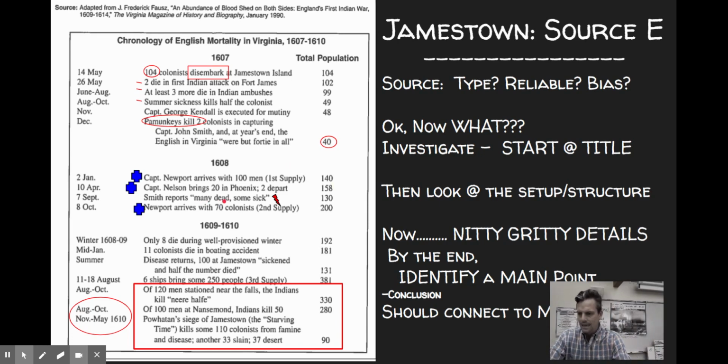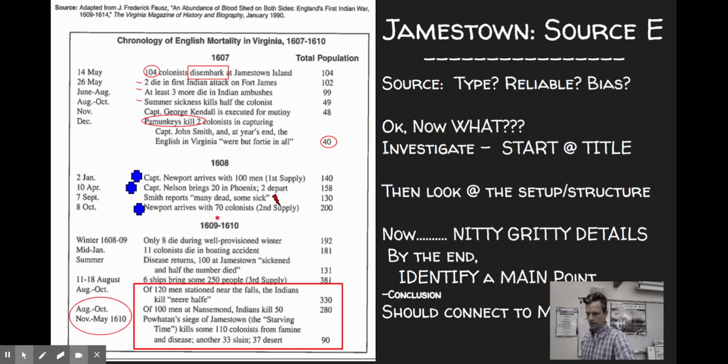Smith reports many dead, some sick. Does it say the cause of death? Does it say anything? It doesn't, huh? Should we just assume that it's a Native American attack? No, because look, it says many dead, some sick. It's obviously related. So once again, there's a sickness. We lose almost 30 people who die from sickness. But don't worry, we get more colonists.